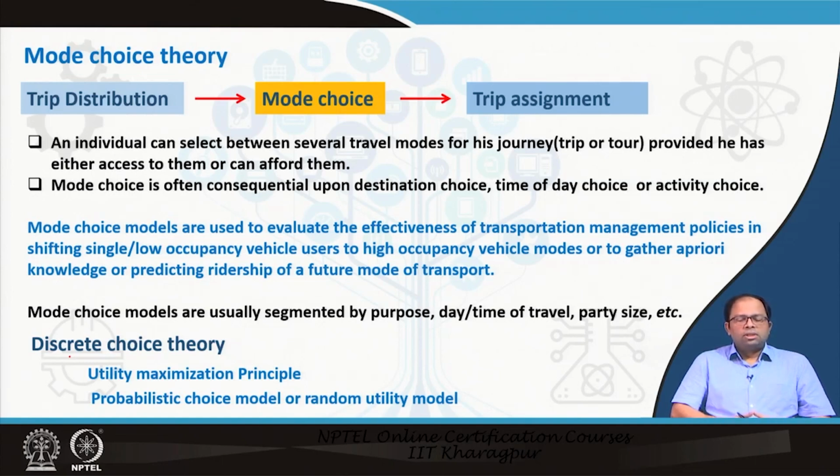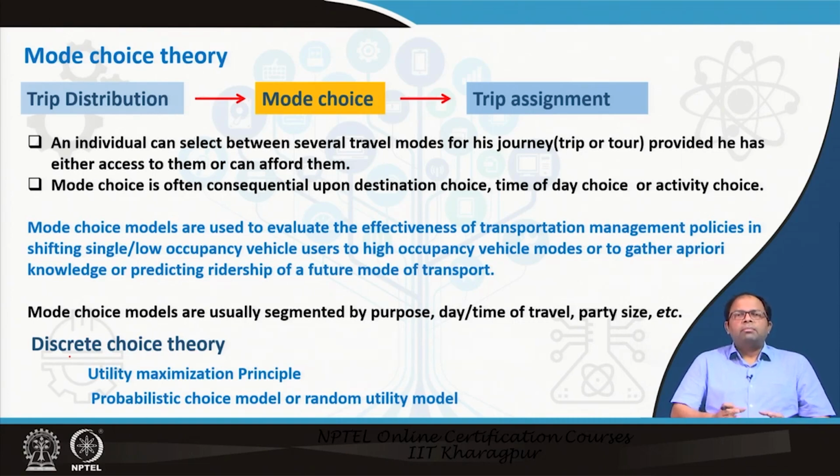Mode choice models are basically developed so that we can study and evaluate the effectiveness of transportation management policies, primarily geared towards shifting single low occupancy vehicle users to high occupancy vehicle modes. For example, we are trying to shift people from two-wheelers to buses. So, we will try to see which parameters or characteristics we can change, or how we can change the experience of the user, which will lead the person to shift to a different mode, primarily towards transit modes.